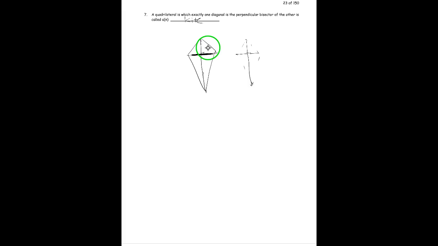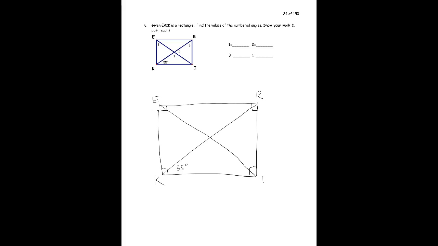If it had two diagonals that were perpendicularly bisected instead of just one, this says exactly one, but if it had two, then it would actually be a rhombus or a diamond kind of shape, and then they're both perpendicularly bisected. So this problem is kind of an angle chasing type of problem.